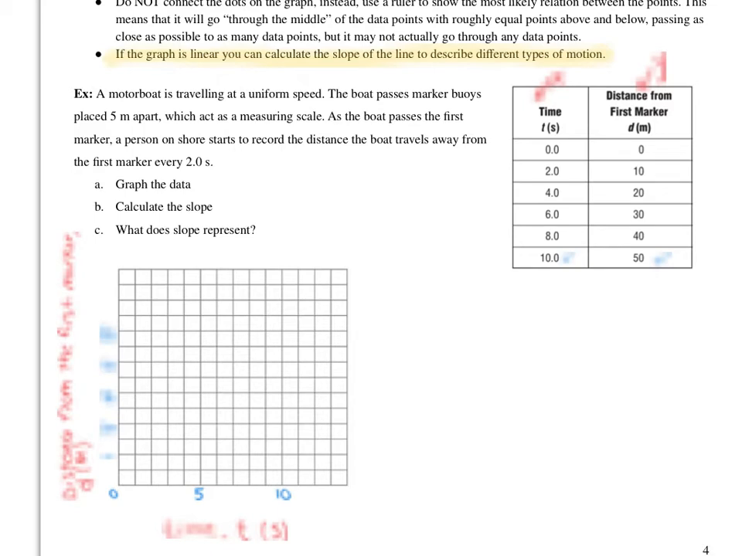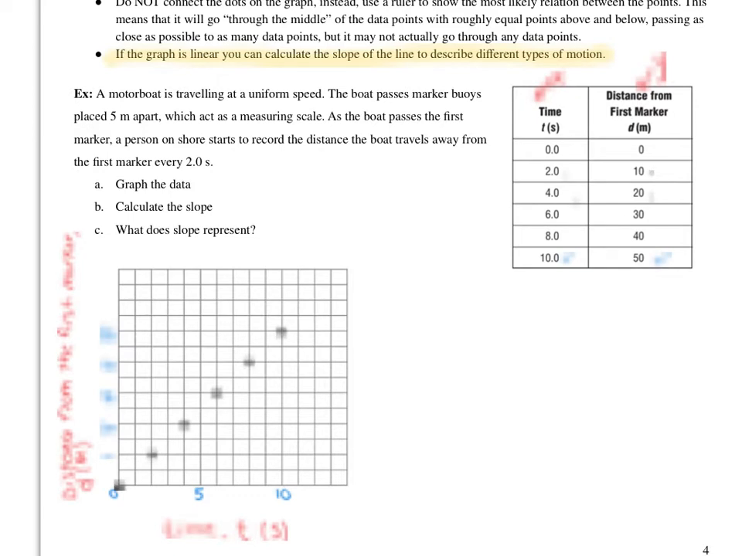Once we have this information, we're simply going to plot our values. So here we see 0 for X and 0 for Y. That puts us here. And then 2 for X, 10 for Y, puts us here. 4 and 20, 6 and 30, 8 and 40, 10 and 50.